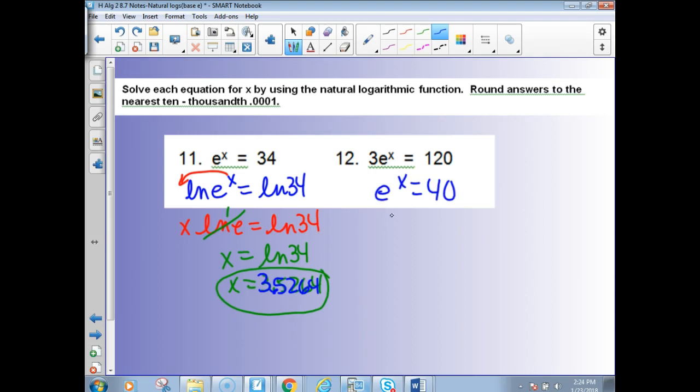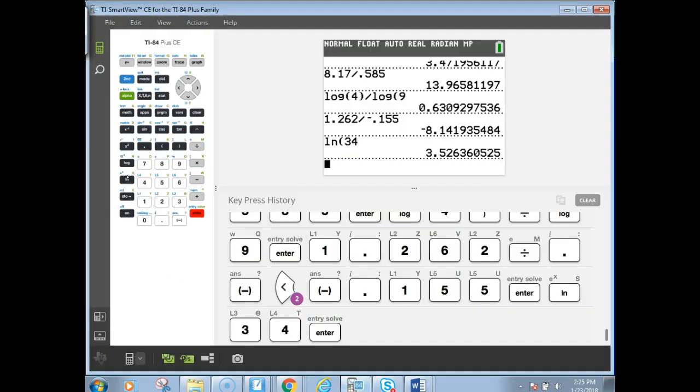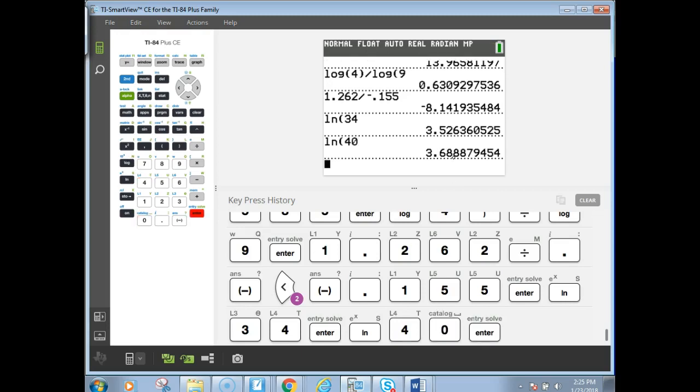Okay, now you're going to take the natural log and bring that exponent out front. X times natural log of e equals natural log of 40. Are you okay that I didn't write a step between here? I jumped to the exponent coming out front. Natural log of e is 1. So all you have to do is type in natural log of 40 on your calculator and you will be done, as long as you round correctly out to the nearest 10,000. 3.6889.